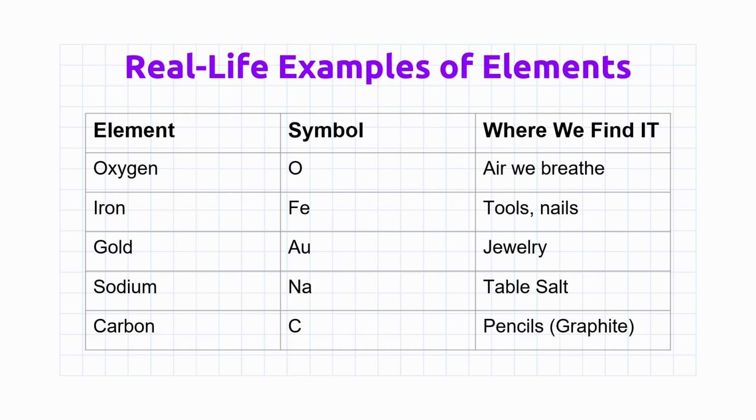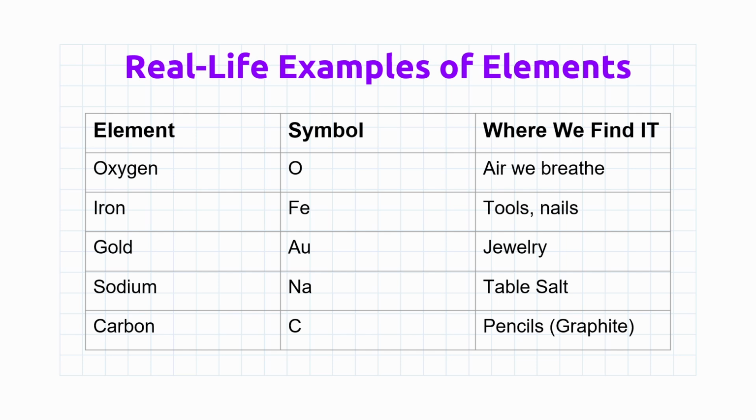Then we have gold, symbol Au. Gold is a shiny, valuable metal that doesn't rust. It's often used in jewelry. Sodium, symbol Na, is another example. You might not see it on its own, but it's part of table salt, which is sodium chloride. It's important for keeping our body's fluids balanced.